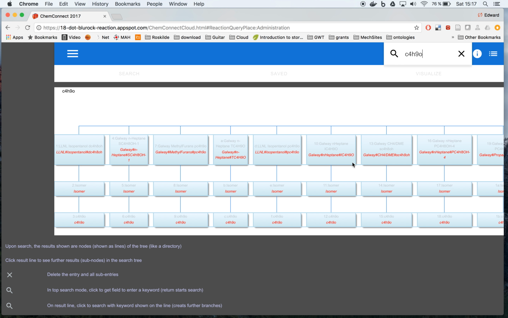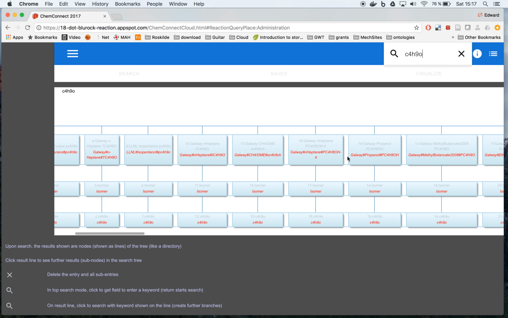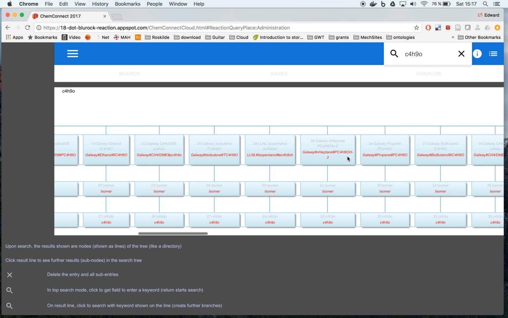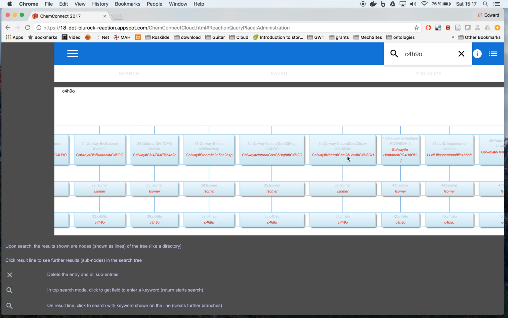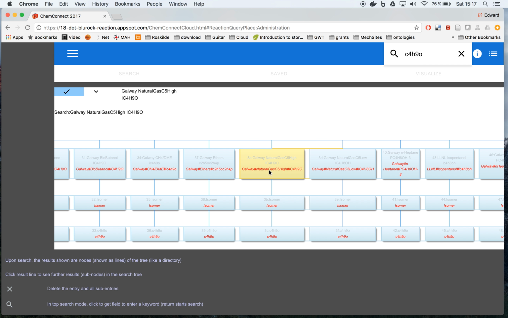and we see that it's used in many databases. What one sees here is the database Galway and heptane, or we look at another one, the natural gas. If we look at the natural gas one, now if we look at this specific molecule, this is the information about the specific molecule within the natural gas mechanism.